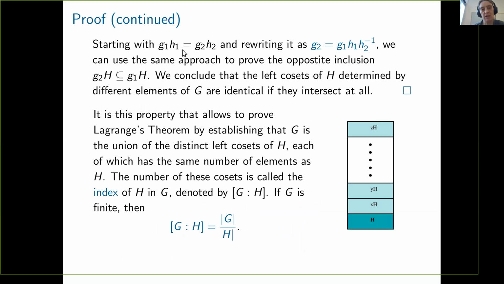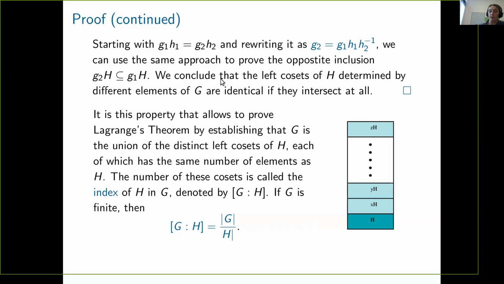So starting by rewriting our equation relating G1 and G2 in the other way, by expressing G2 in the form G1 H1, H2 inverse, then looking at a typical element of the coset G2H, replacing G2 with this expression, we can show that every element of the coset G2H also belongs to G1H. Then we've concluded that each of these two sets is a subset of the other one. In other words, they're the same set.